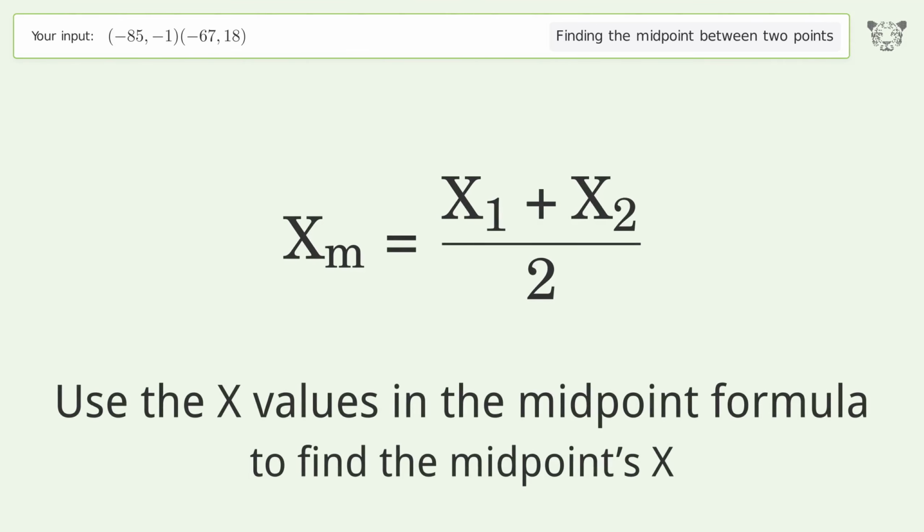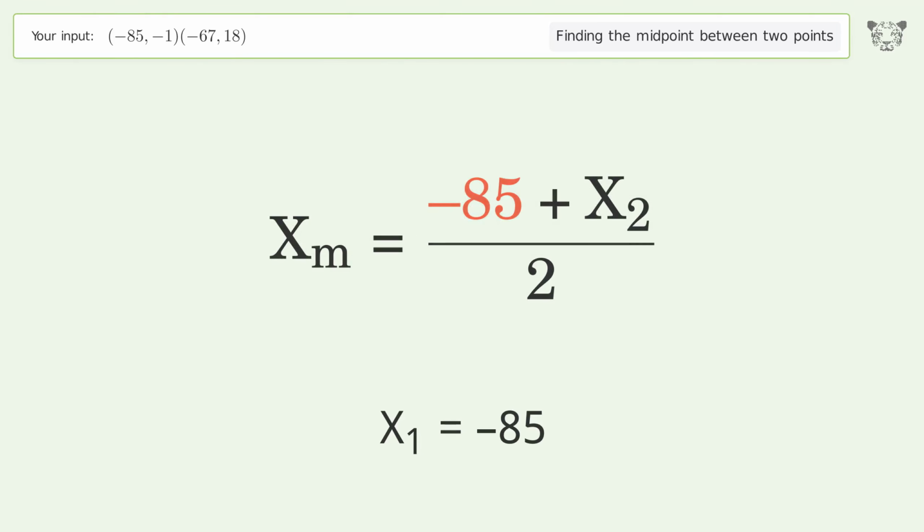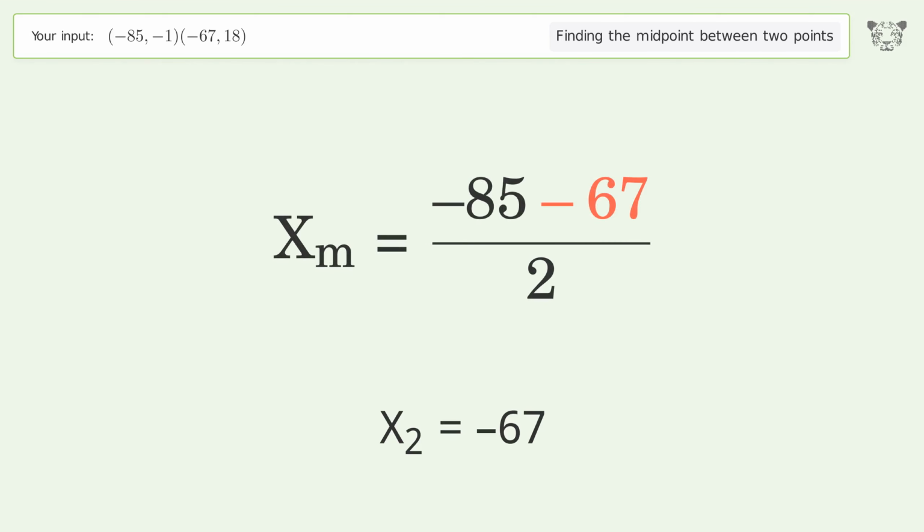Use the x values in the midpoint formula to find the midpoint's x. x1 equals -85. x2 equals -67. Simplify the arithmetic.